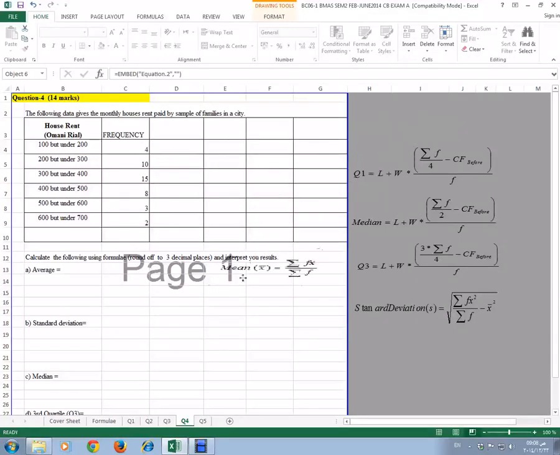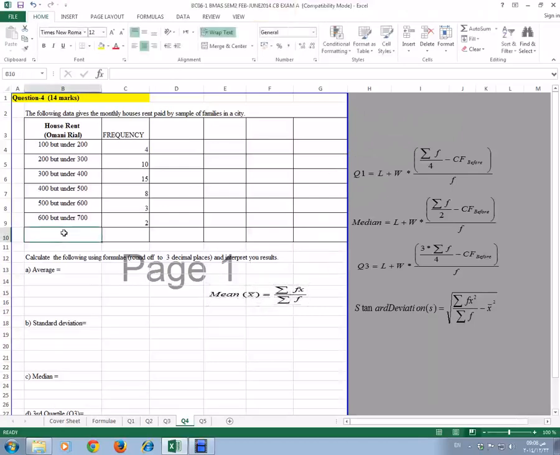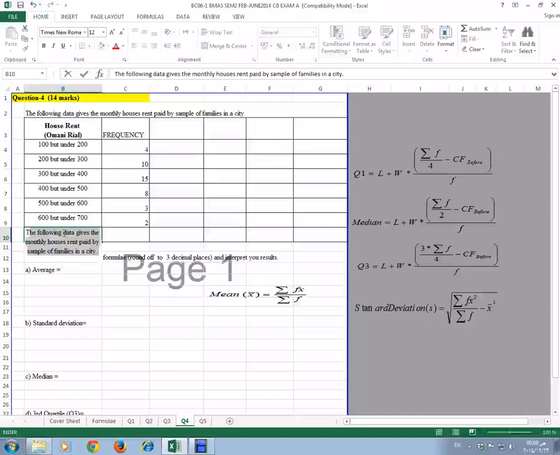Calculating the average, we can see the formula. The formula here, the mean equals sigma fx divided by sigma f. Sigma f means the total of the frequency. So according to the formula here, I need to find the total, so I will write here total. And the total here, I need the total of the frequency, sigma f. So sigma f, this is the total of the frequency.